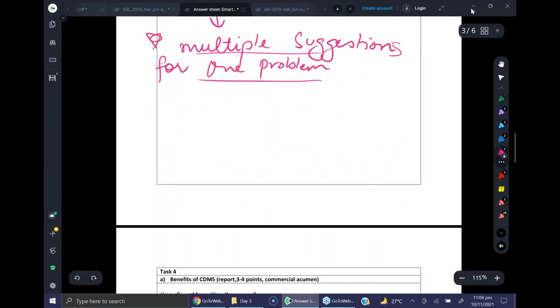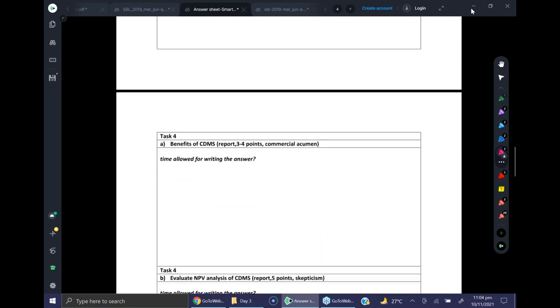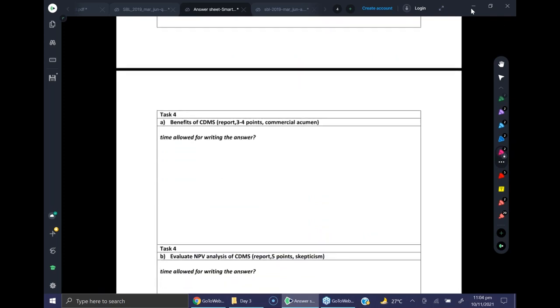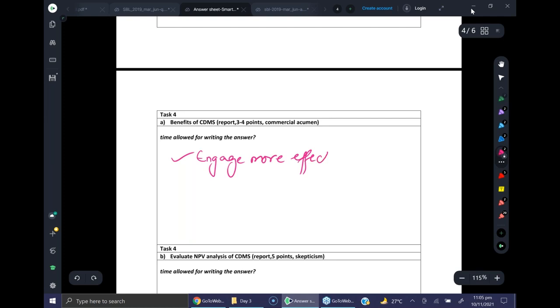Okay, so task 4 was the benefits of CDMS. So let's jot down some of the benefits for the company. So can I say that we will be able to engage more effectively with the customers? We have a proper system, because the current system is very basic.